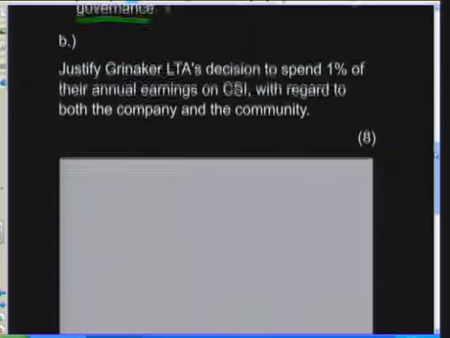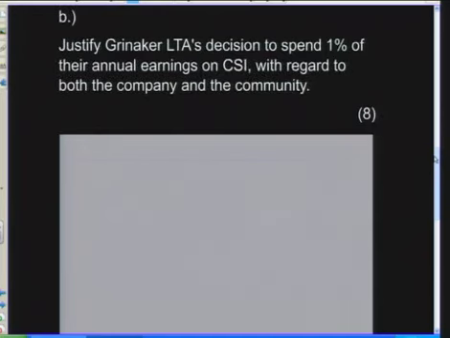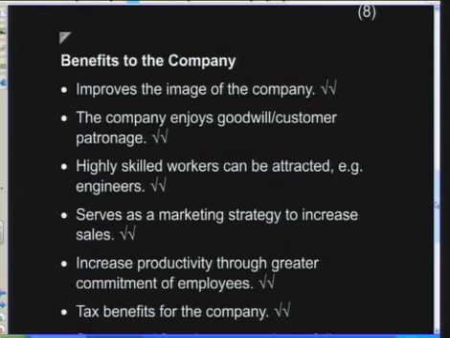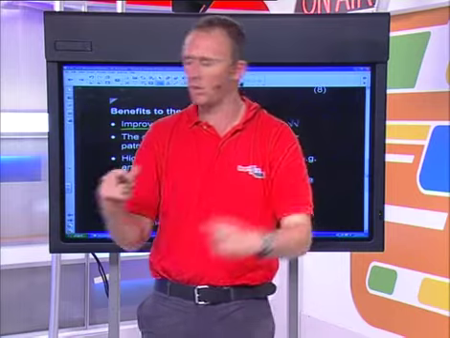Question B, justify Grinica LTA's decision to spend 1% of their annual earnings on CSR with regard to both the company and the community. So we must justify. Why must they spend this 1%? So let's see what we've got here, right? So firstly of all, it improves the image of the company. Now, if you remember, a couple of weeks ago we spoke about quality and we spoke about public relations. This is a good public relations exercise. People think, hey, look at these guys. They're spending a lot of money on us. This is what we want. We want to support them. They're not just these greedy fat cats. They're giving back to the community.